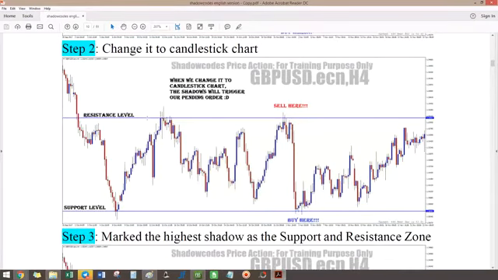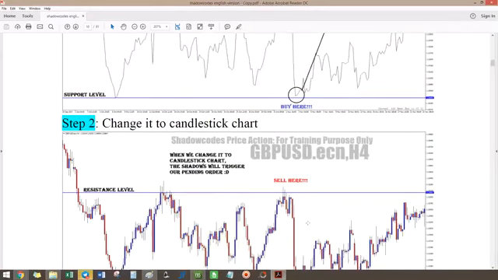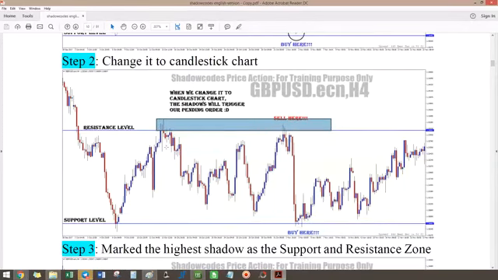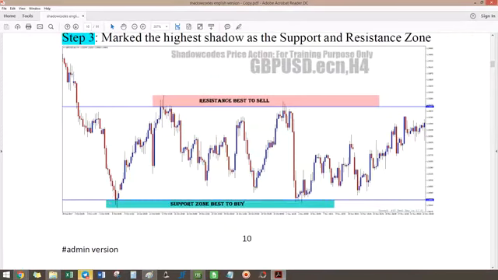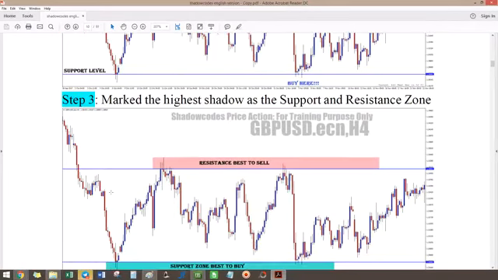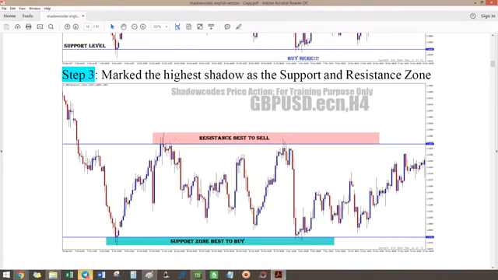So after you already choose your resistance level, you see this spike, it triggers your order. Over here, it does not trigger, but over here, it triggers. So your zone will be here, the highest shadow, and the highest shadow here. So we have the zone. This one is the resistance zone. This blue horizontal level is your resistance level. This shaded area in pink and turquoise or blue color is your support and resistance zone.